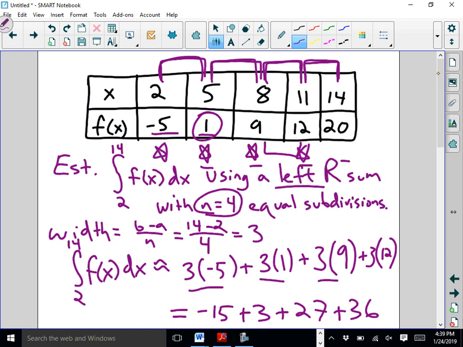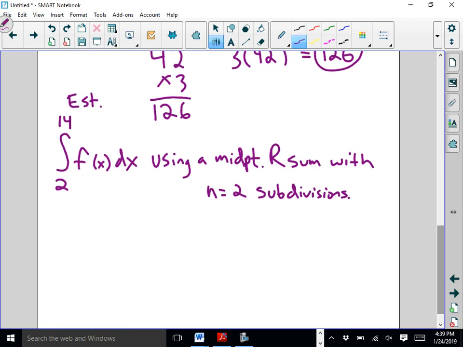Just be careful anytime you see a midpoint Riemann sum with a table, because oftentimes it's not just going to use the ones that they have given. You're going to have to stretch it a little bit farther. First off, let's calculate our new width. My new width is going to be 14 minus 2 over 2, and that's 12 divided by 2, which is 6. So I'm going to go back to my table here.